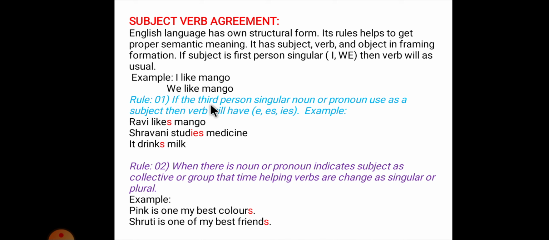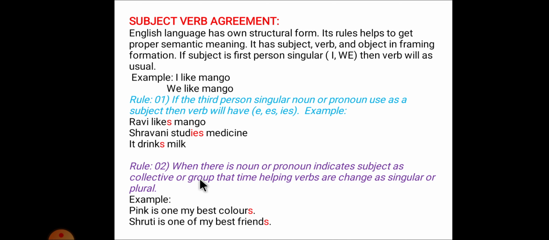Rule 1, if a third person singular noun or pronoun is used as a subject, then the verb will have s, es, or is. For example, Ravi likes mango. So here s is used. Shravani studies medicine. It drinks milk. So these are the third person singular uses of s.